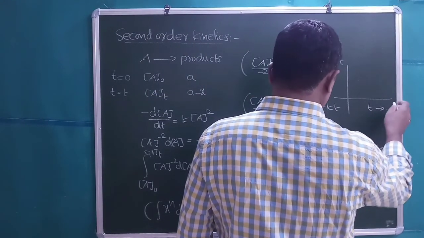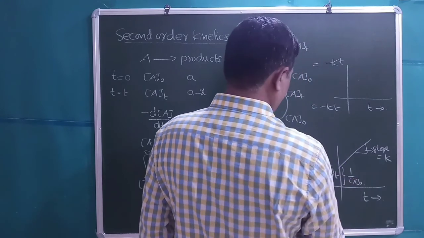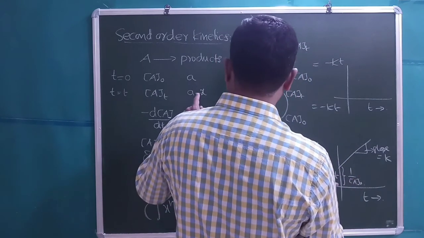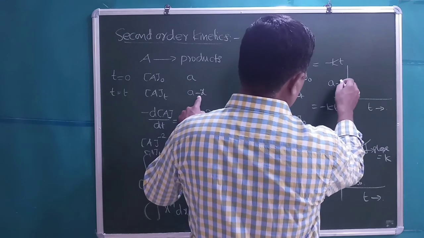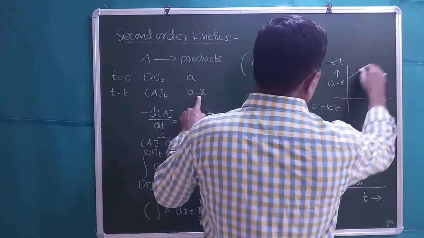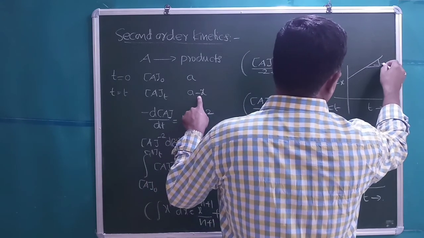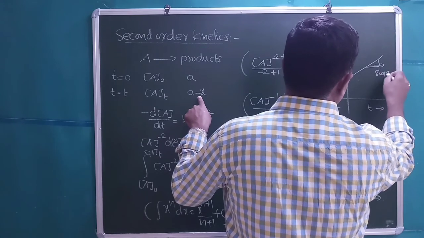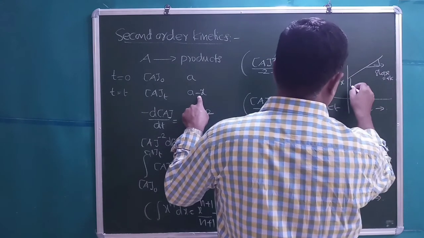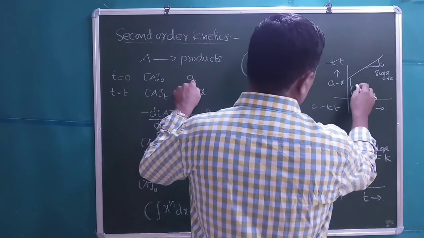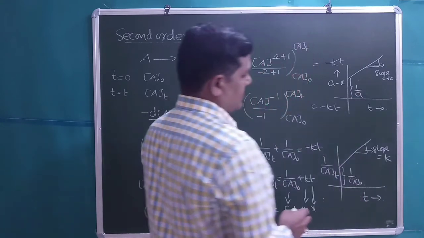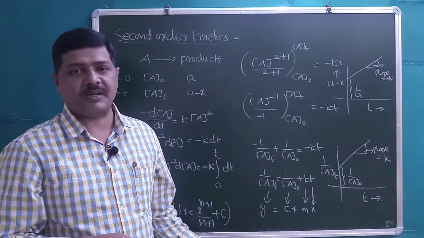Time t, then 1 by, wherever there is At, we can write it as A minus x. The slope of the line is plus k, and the y-intercept is 1 by A naught, which is 1 by A. Students, now let us derive the expression for t half.